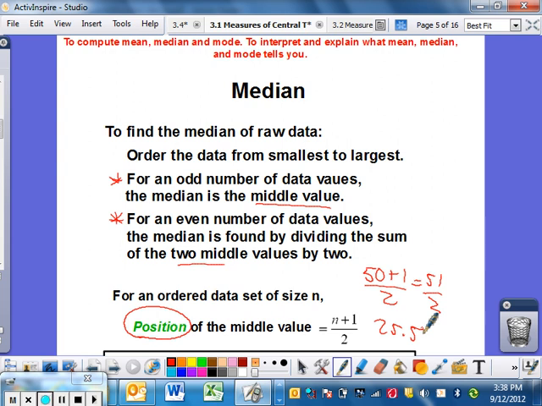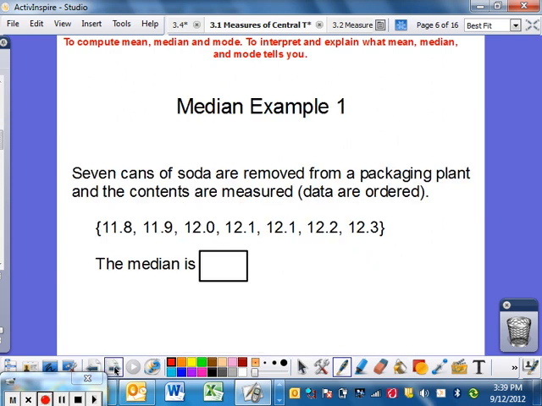So if we only had 10 data values, 10 plus 1 over 2 is 11 over 2, which is 5.5. The position would be exactly between the 5th and the 6th number. And then you can obviously figure out that number later, and I'll talk about that as we go.